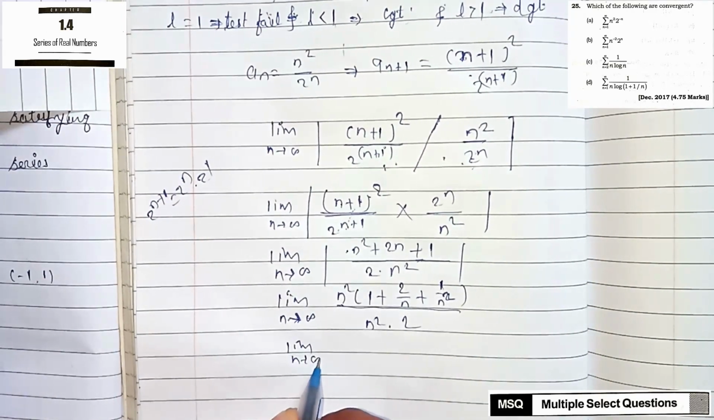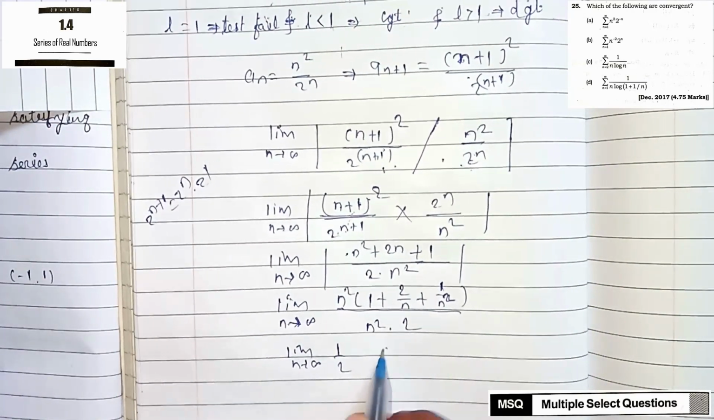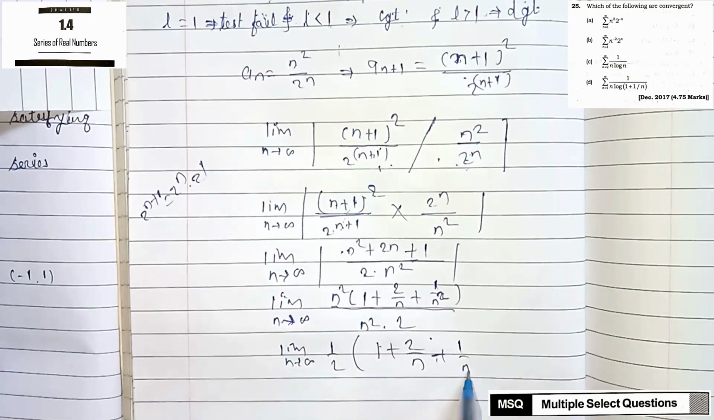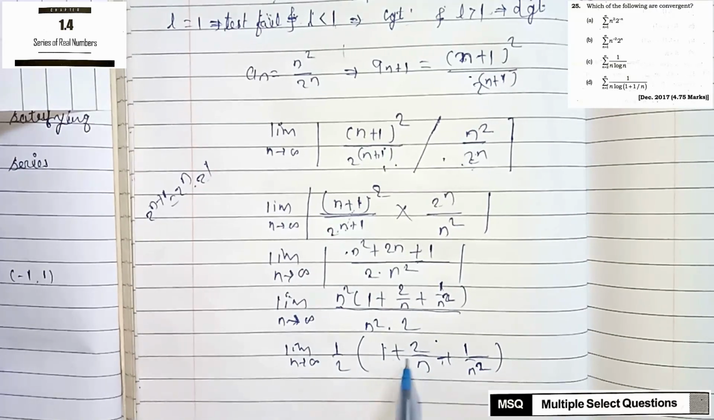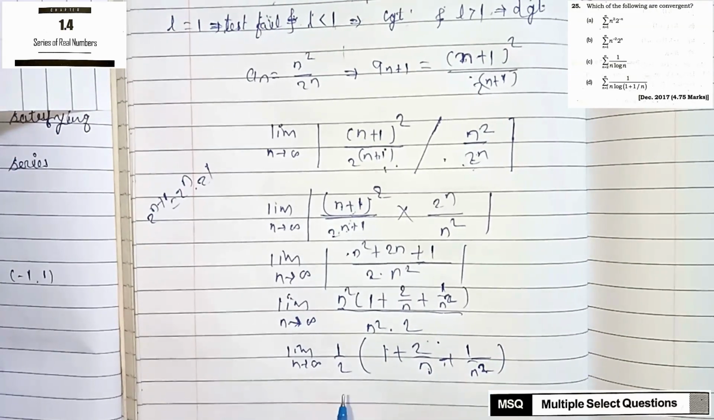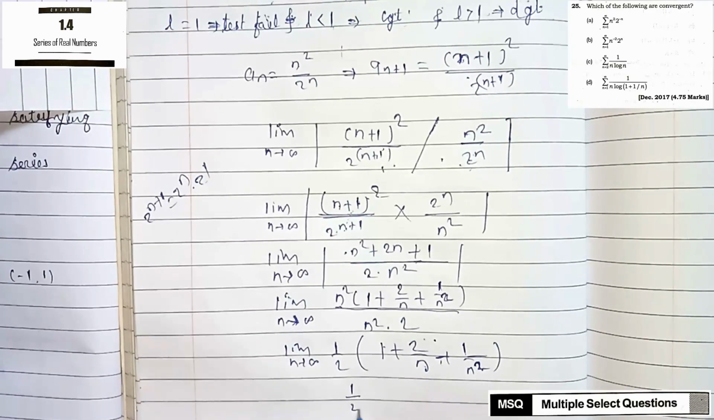Now we apply the limit in the next step. Limit as n tends to infinity, 1 upon 2 common here, under bracket 1 plus 2 by n plus 1 by n square. So 2 by n, 2 upon infinity is 0, 1 upon infinity is 0 when we apply the limit, so we are left here with 1 by 2.